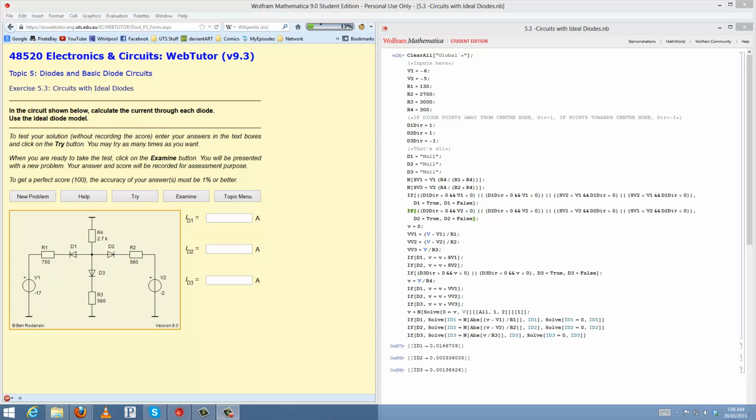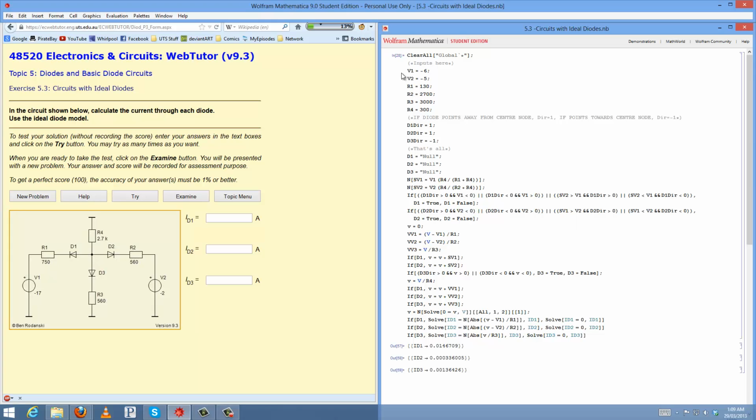The last question that I have yet to put stuff up for, 5.3, topic 5, circuits with ideal diodes. This one was a pain in the ass, I'll be honest with you guys. And as far as has been tested, this file works nearly 100% of the time.